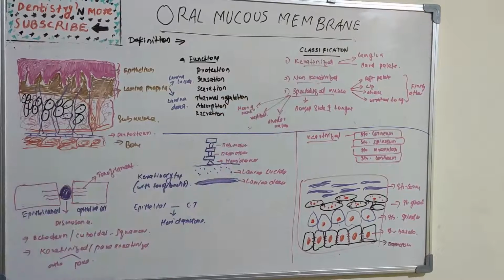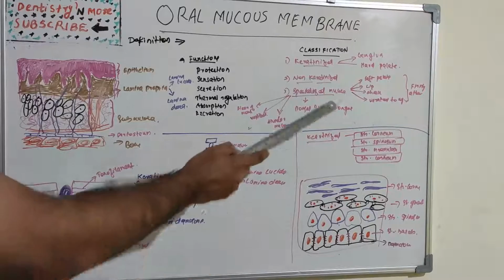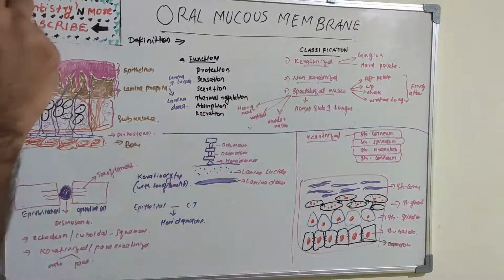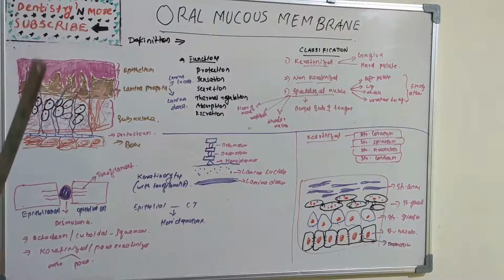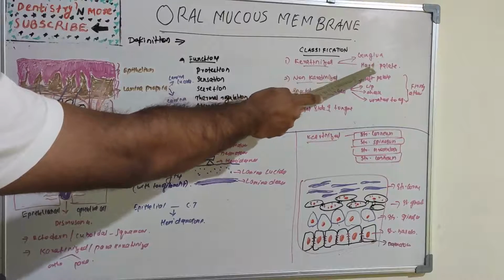This is the important part, which is classification. It is basically classified as keratinized and non-keratinized, and also we have specialized mucosa. Keratinized means the mucous membrane is keratinized. There is no nucleus, no organelles. It is completely keratinized, which is basically associated with gingiva and hard palate.